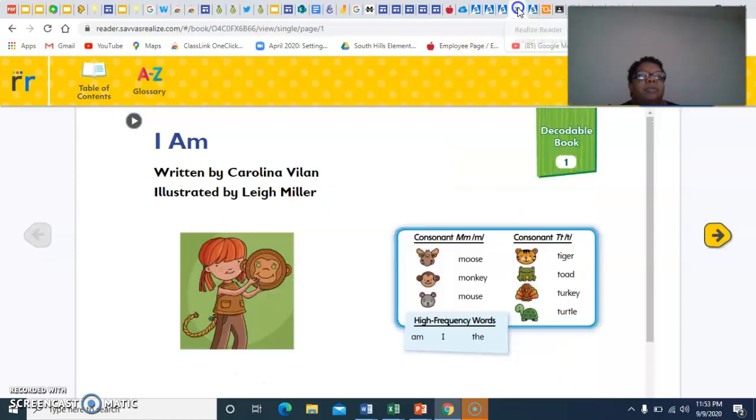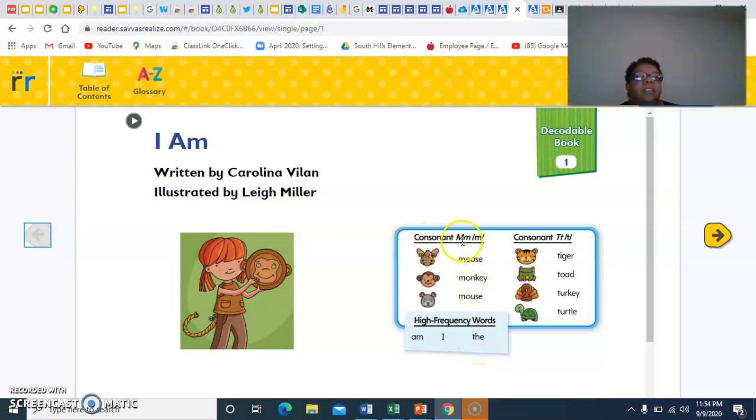Then I have another story. This one isn't in your workbook, but this is another book that I had online, and it's the same thing, I Am. And they show a picture of a girl that's holding something that starts with M, and then they have a little word box of other things that would maybe be in the story. We'll have to look and see. So we have our high frequency words, and what words are those? What's this one? Am, I, the.